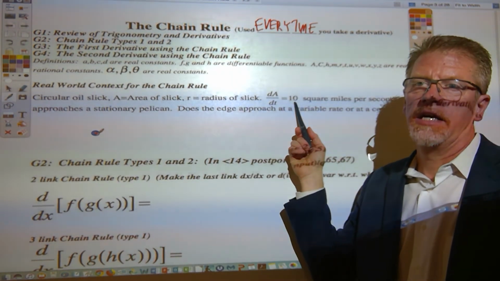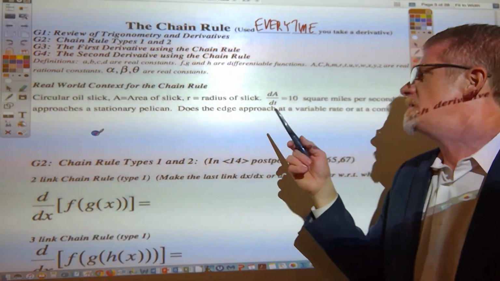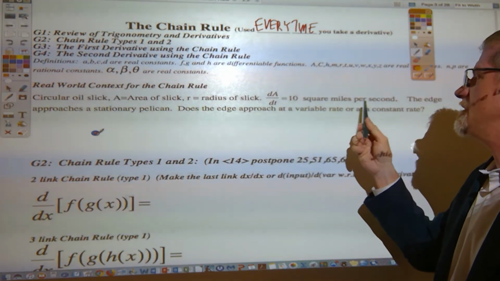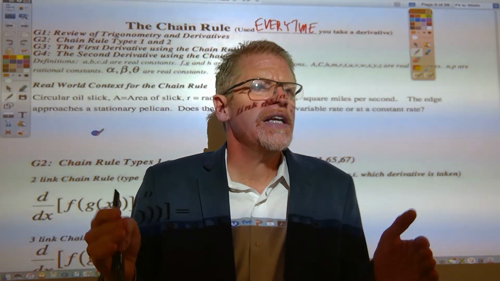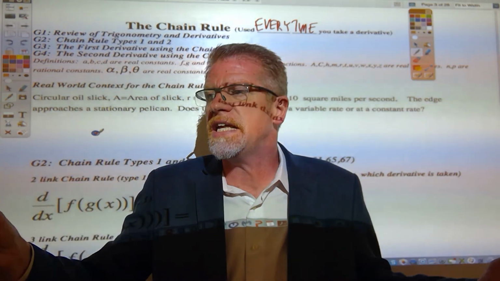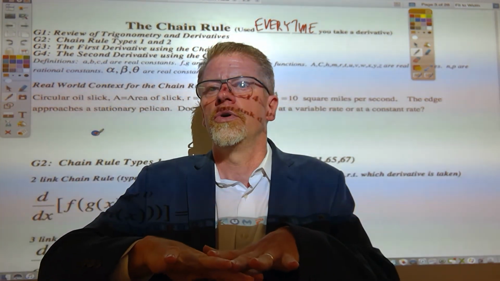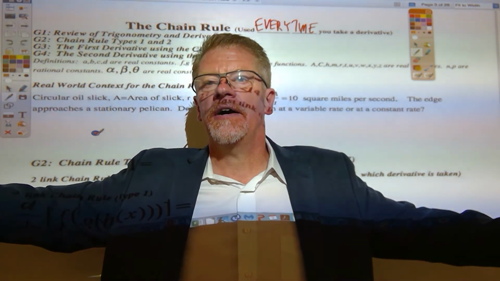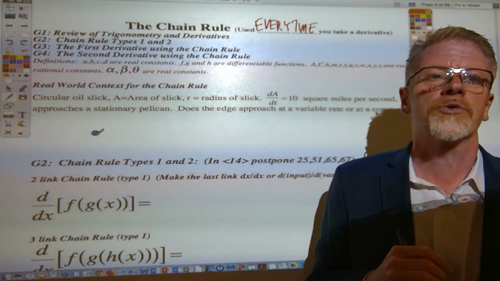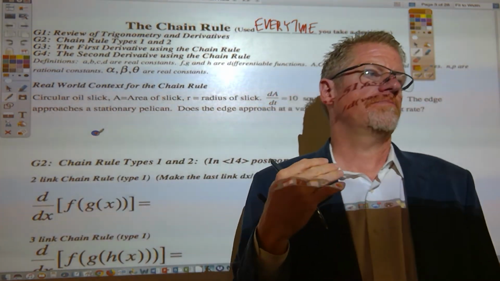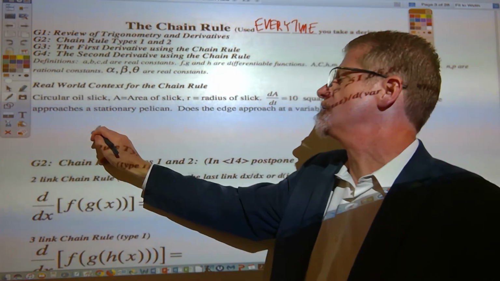All right, so dA/dt is 10. The fact that dA/dt is 10 means that it's 10 square miles per second. Every second, 10 square miles is being added to the area of this slick. Now, what do you think is going to happen in the real world if we're adding 10 square miles to the oil slick every second?